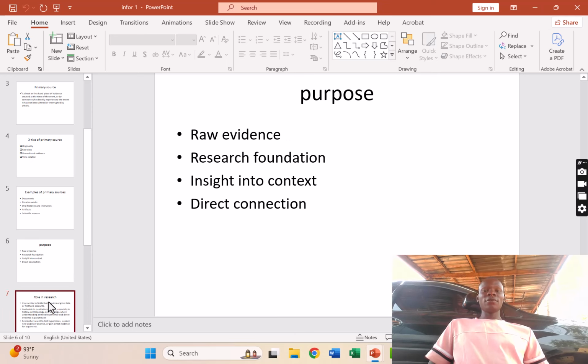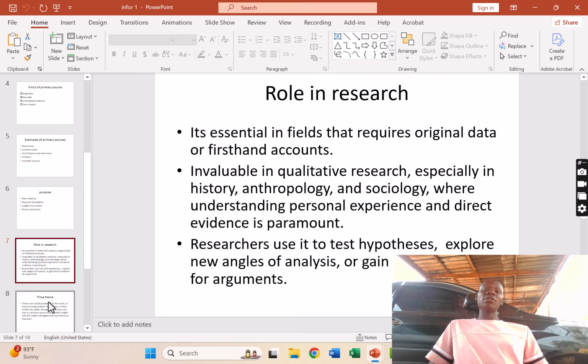Then what is the role of primary sources in research? It is essential in fields that require original data or first-hand accounts. It is very important for you to get first-hand information. If you're getting second-hand information, it's very rare that what they're telling you is the facts, because they will be adding some salt into it.